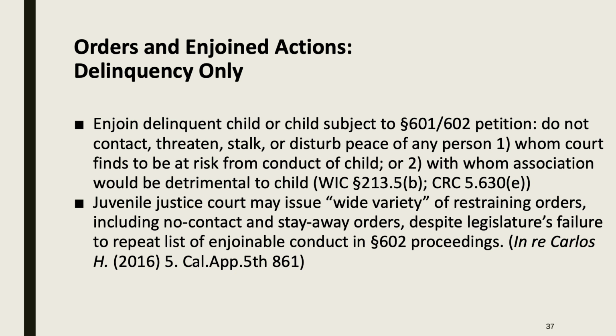And for delinquency only, orders can be made to enjoin the delinquent child or child subject to the 601-602 petition to not contact, threaten, stalk, or disturb the peace of any person whom the court finds to be at risk from the conduct of the child or with whom association would be detrimental to the child. And again, the juvenile court may issue a wide variety of restraining orders, including no contact and stay away orders, despite the legislature's failure to repeat the list of enjoinable conduct in 602 proceedings.